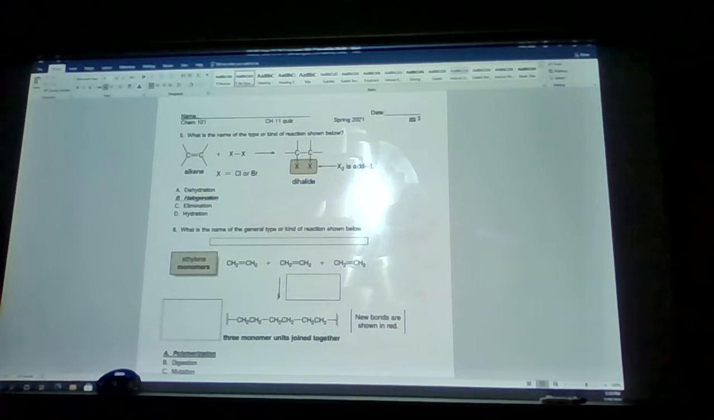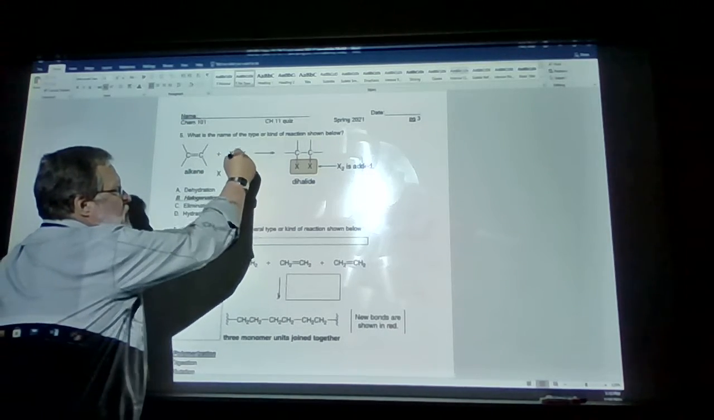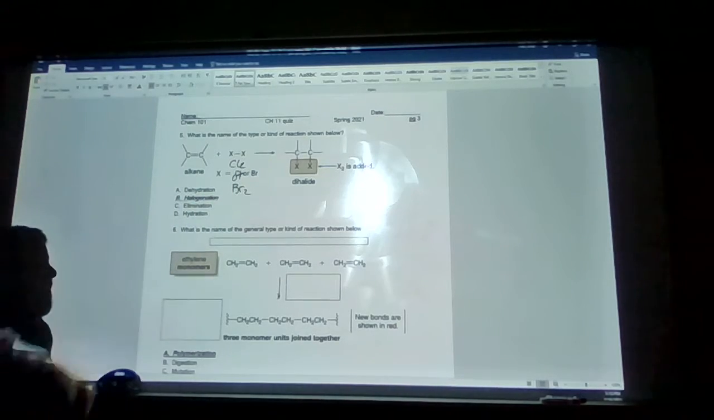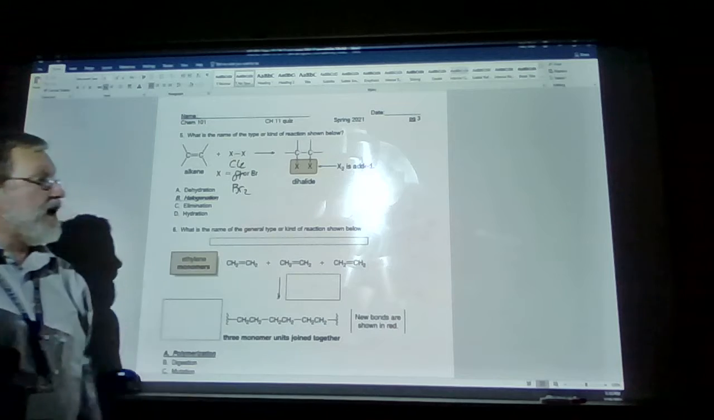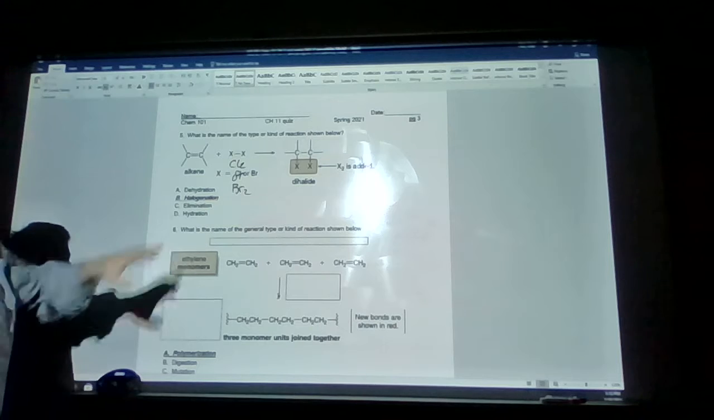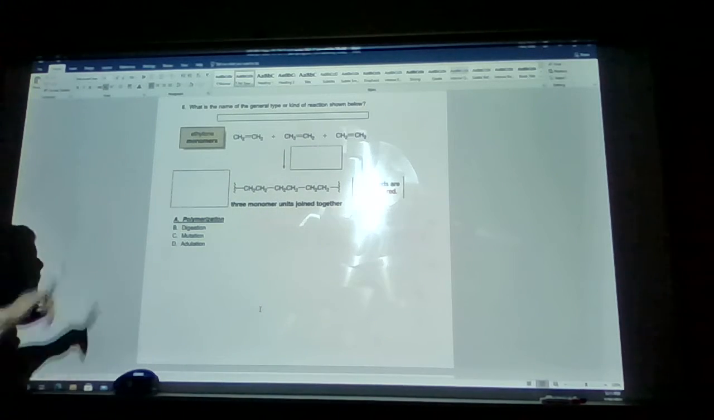Number 5, what kind of reaction is shown to you below? This is the addition of Cl2 or Br2. When you add a dihalide, 2 chlorines or 2 bromines, across the double bond, you produce the dihalide. Since we're adding halogens, this is halogenation. Answer B.